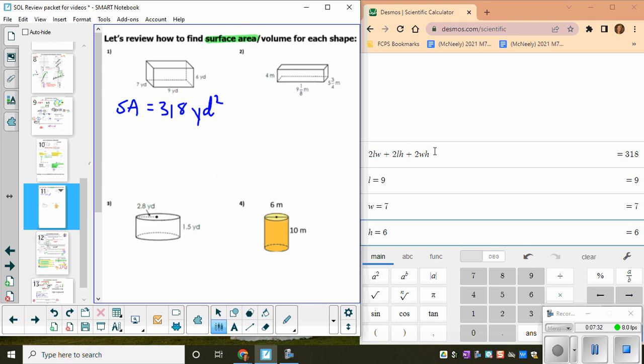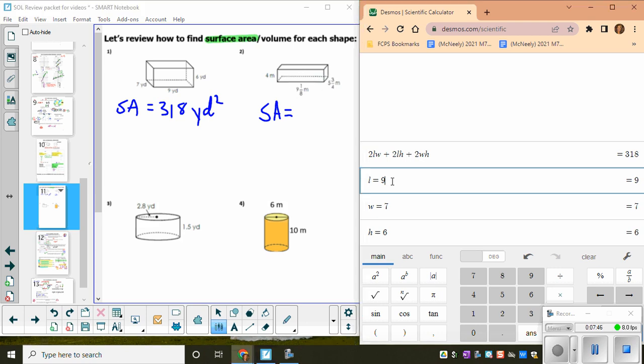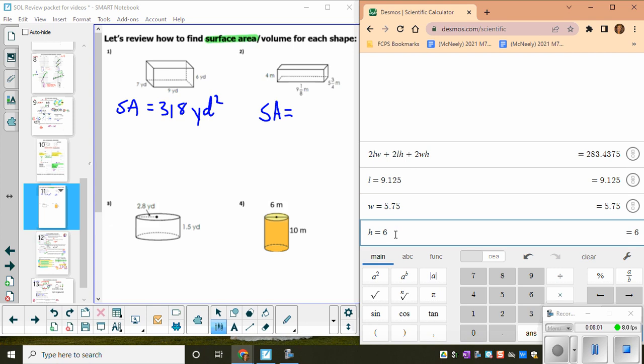Now, since I have the formula in Desmos, I'm going to come over to the next one and find the surface area of this one too, because I've already told Desmos the formula I want. Now I just need to give it some new dimensions for a new shape. So for surface area here, the length is now 9 1/8, and the 1/8 you probably remember is the 0.125. The width is going to be a 5 3/4, so let's make that a decimal, 5.75. And the height would be a 4. There's nothing to convert there with a fraction to a decimal, so we're good.